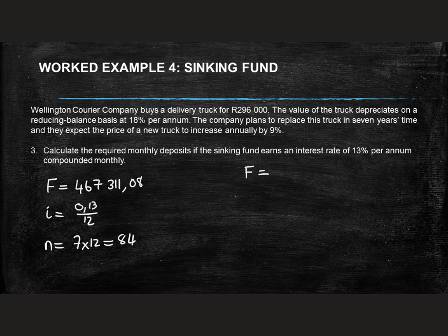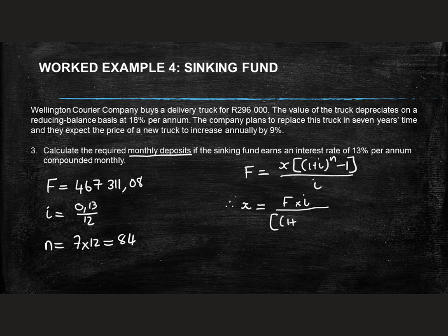If we take our formula, F equals x times (1 + i)^n - 1, all over i, and now we want to work out the monthly deposits, we have to solve for x. So by algebra, we could say that x equals F multiplied by i, all over (1 + i)^n - 1. When you sub all of these variables in from the left-hand side, we find that the monthly deposit is 3,438 Rand and 77 cents per month.